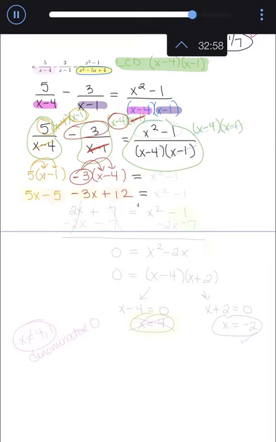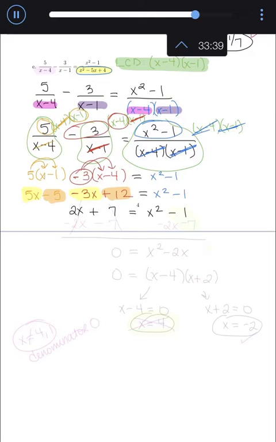What we can do on the other side is, well, the x minus 4 cancels and the x minus 1 cancels, which means I'm just left with the top, which is the x squared minus 1. Now let's work on combining like terms on the same side of the equation. So I can combine the 5x and the negative 3x, which will just give me a 2x. I can also combine the negative 5 and the positive 12, which will give me a 7. And this whole thing will equal x squared minus 1.